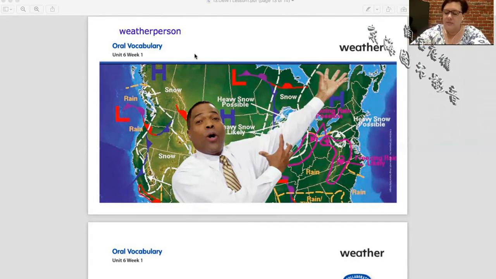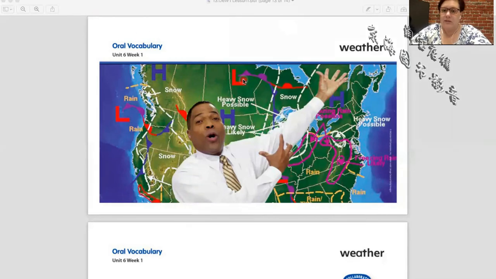So, sometimes at night when you watch the news, I bet you see the weather people talking about what the weather is going to be tomorrow. And that's really helpful because it tells us what we can wear, right? So, we're not going to wear a coat if it's really hot, right? So yeah, so weather is what is happening outside, and weather person is a person who tells us about that weather, okay?